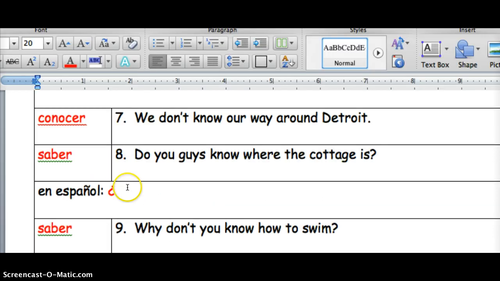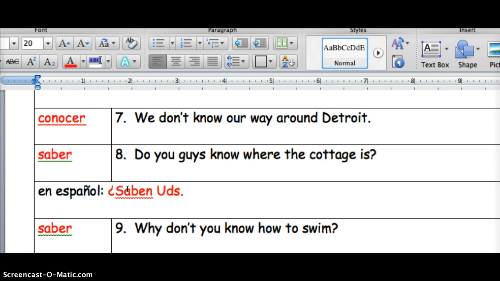And so let's go and translate the sentence. Do you guys know where the cottage is, in Spanish? So the form of saber that we would need is saben. That's the you guys form. And ustedes is how you say you guys. You're speaking to a group.